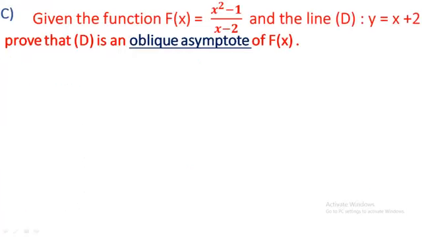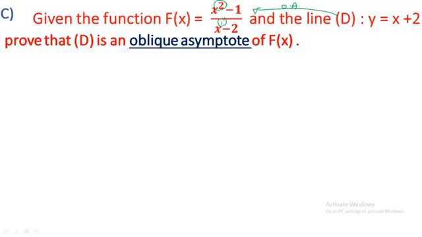Now the third example is about the oblique asymptote. Let's read it. Given the function f of x equals x squared minus 1 over x minus 2, and we have the line D of equation y equals x plus 2. We want to prove that this line is an oblique asymptote of this function. As I have said before, if the degree of the numerator is greater than the degree of the denominator by 1, then this line is surely the oblique asymptote of this function, but we want to prove it by using the rule.